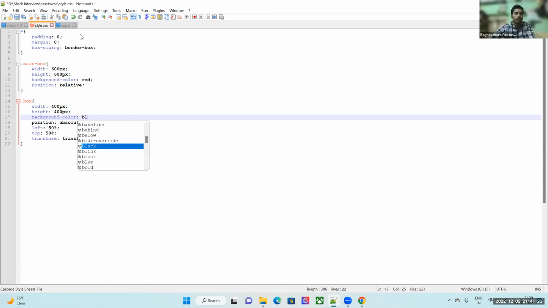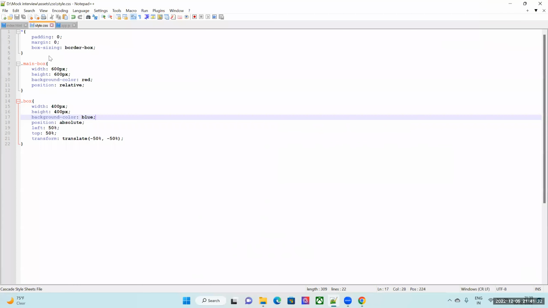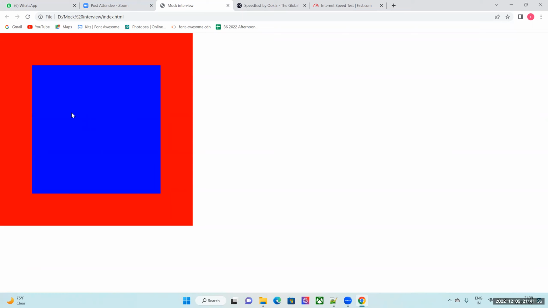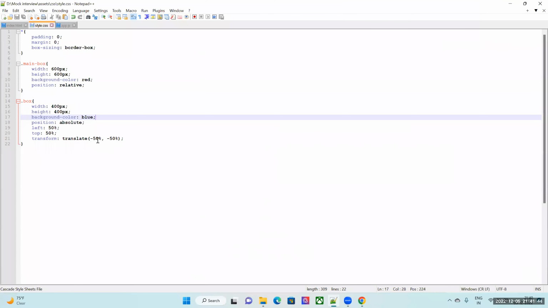Blue box is at center, sir, by using the translate property. Okay, tell me with the output. Explain to me in the output. So, from in this direction minus 50%.